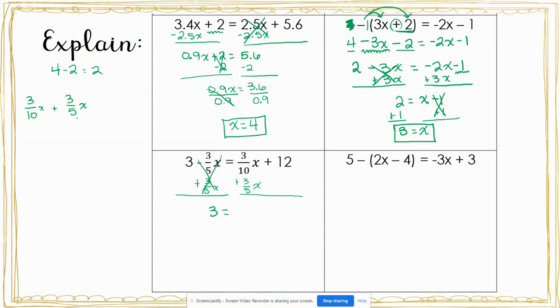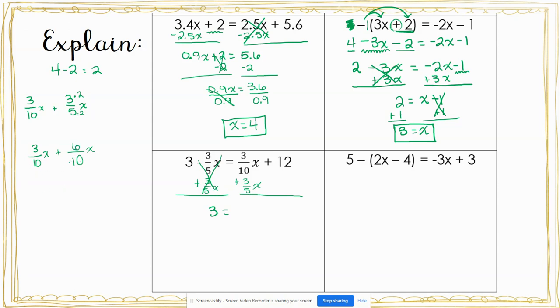Well, I know that 5 is a factor of 10, so that means that I can keep 3/10 x and keep my denominator of 10. But I'm going to need to change 3/5 x so that it has a denominator of 10. Well, to get from 5 to 10, I would have multiplied 5 times 2 to get 10. I always need to do the same thing to my numerator that I do to my denominator, so I would also have to multiply 3 times 2, which would give me 6.